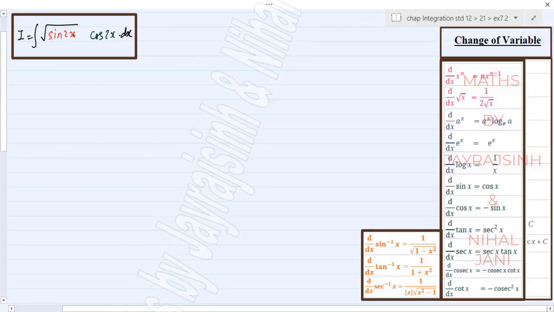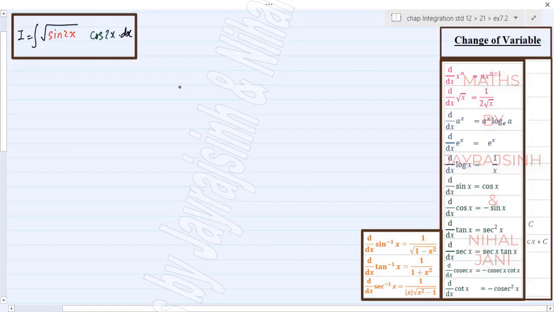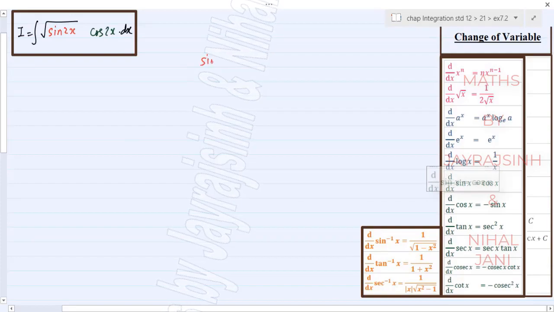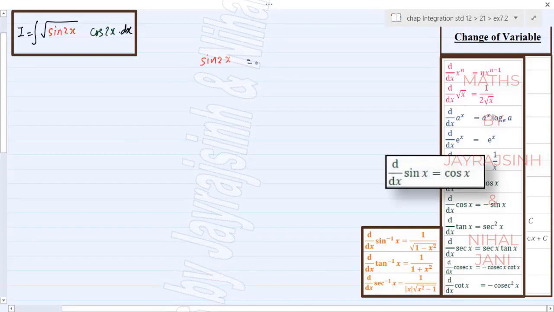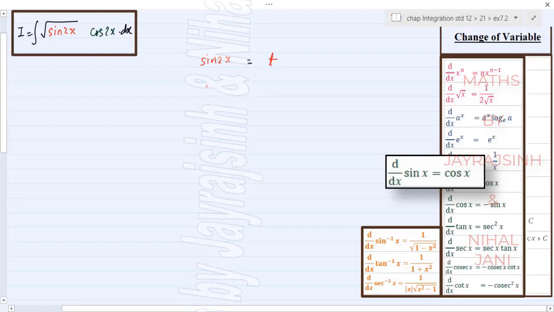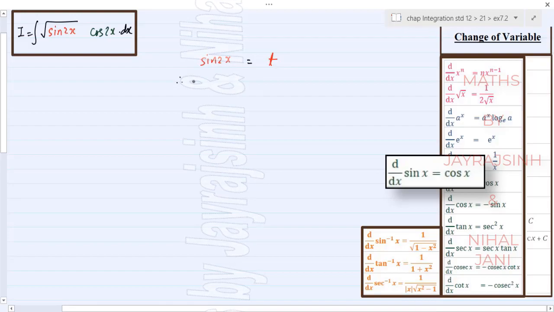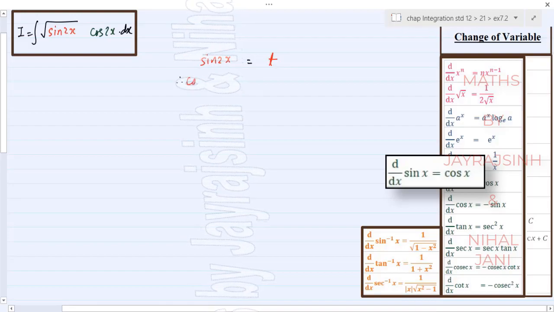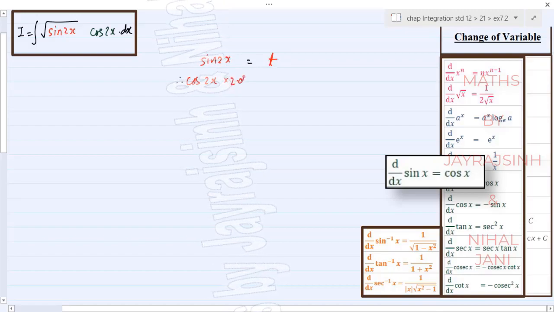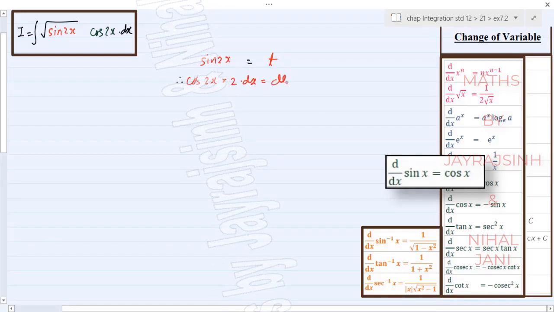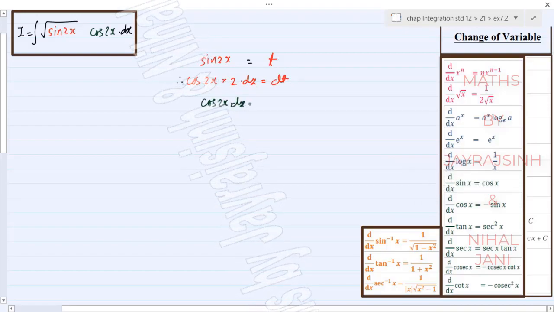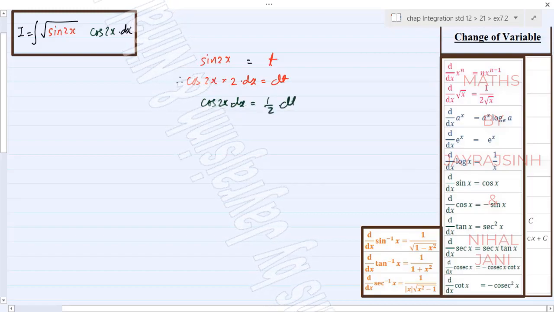Here we have to integrate under root of sin 2x into cos 2x. Here sin 2x is your inner function, and its differentiation is also available within the multiplication of dx. So let's assume sin 2x equal to t. Differentiate on both sides, you will get differentiation of sin box will be cos box into differentiation of 2x will be 2 dot dx will be dt, or we can say cos 2x dot dx is equal to 1 by 2 dot dt.